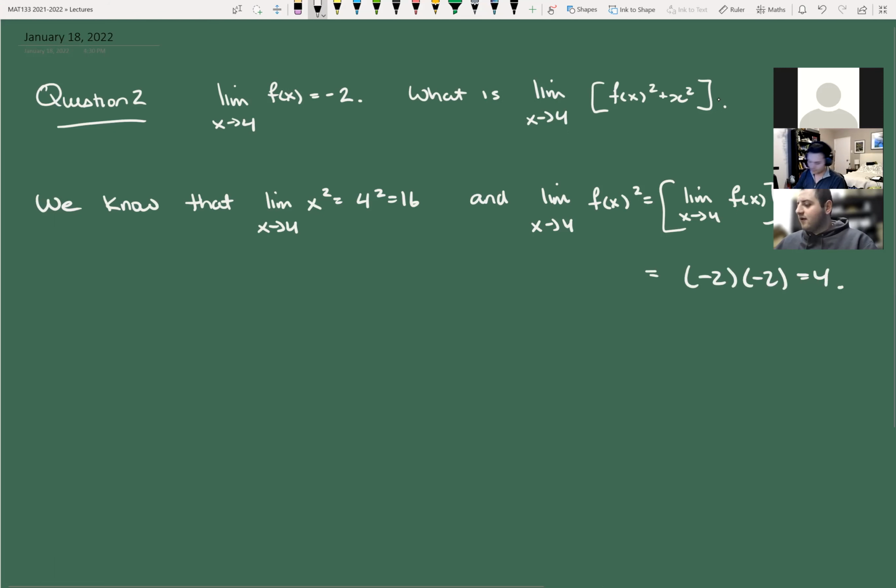And then again, like I said, you don't have to do it in quite this level of detail. I just want to make sure that we're all on the same page here. Now, when I do this, because I know that each of these two things separately exist, right? Both of these exist.